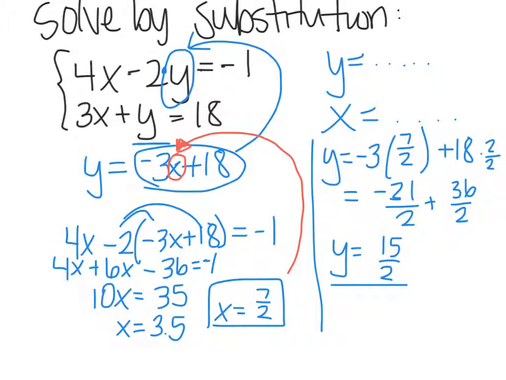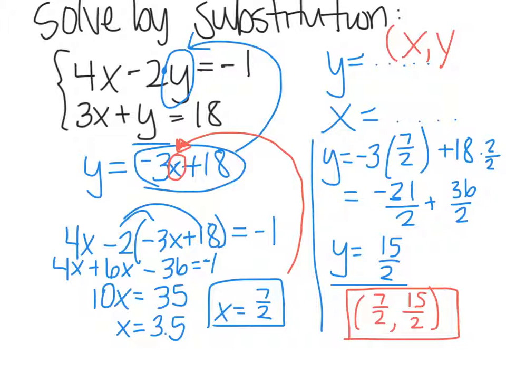Now your final answer might look like, oh, I have x equals 7/2 and y equals 15/2. But remember, when we're talking about systems, we always want to have an ordered pair. So I have 7/2 and 15/2. That is my final answer. Keep in mind, we want that xy value.